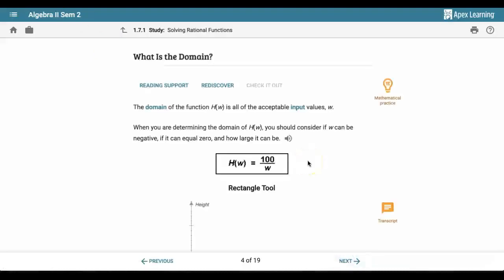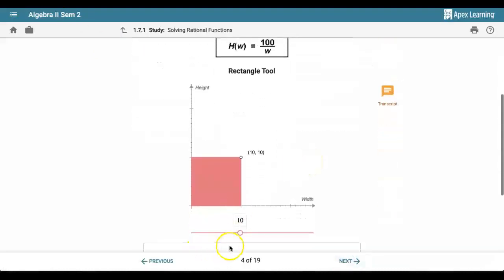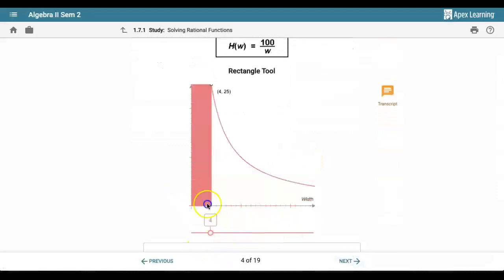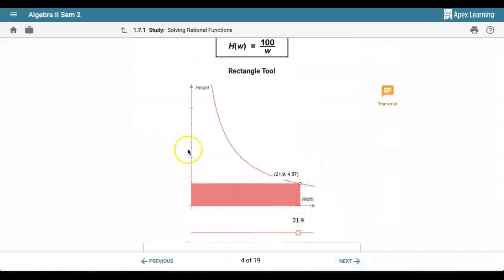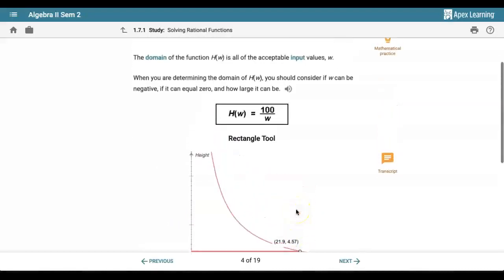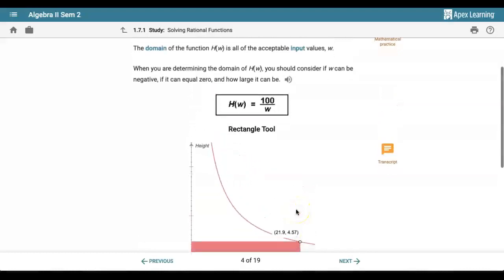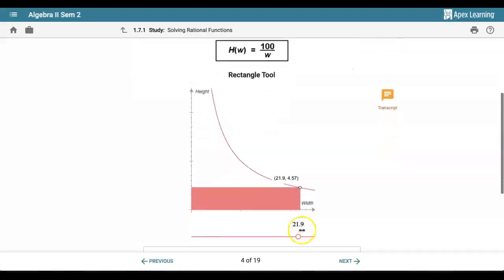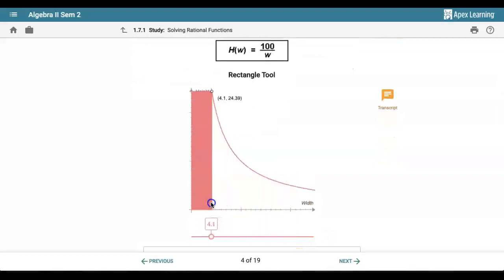So again, just to remind ourselves of what this looked like. If I drag this along, I can see it has that inverse relationship, whereas one goes up, one goes down, and they go up or down by the same factor here. All right, and if we're looking at domain, those are the x values that we can put in, or our width values. So what we can see here is that we can get really, really far out, and it looks like we can get really, really close.